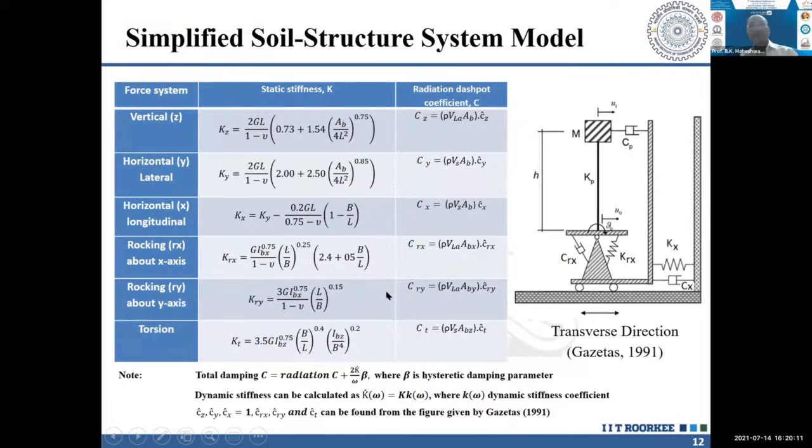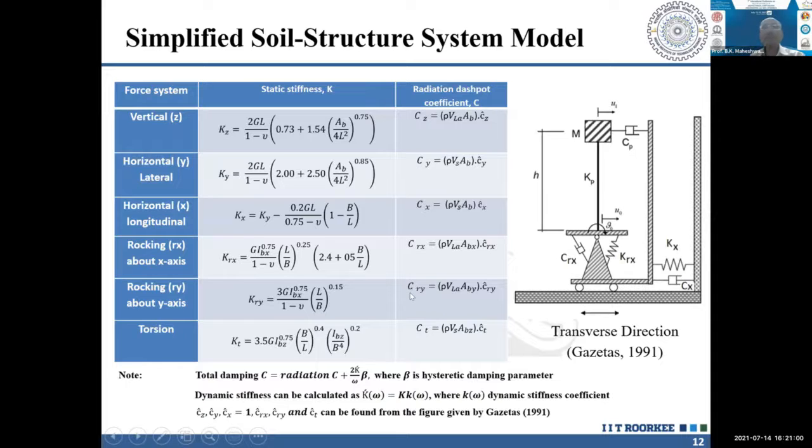Continue with this. There are simplified models used, for example in this slide, the models by Gazetas in 1991, where you have a combination of spring and dashpot. You could see this for vertical, horizontal, that is Z motion, Y, and X. These are three translation motions and three rotations: rocking in X and Y directions and torsion about the Z axis. In this case, the stiffness, this spring constant, can be determined using the values given here, where B and L are the dimensions of the foundation, G is the shear modulus, and nu is Poisson's ratio. So simply we can determine it.